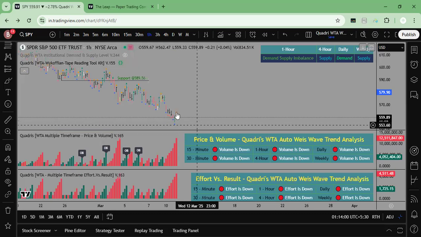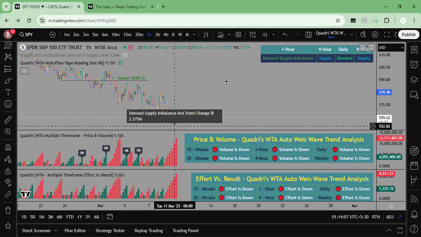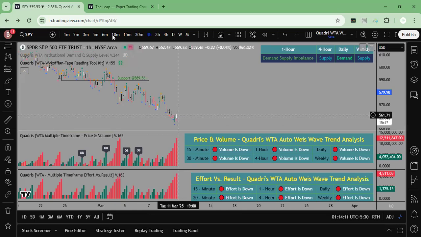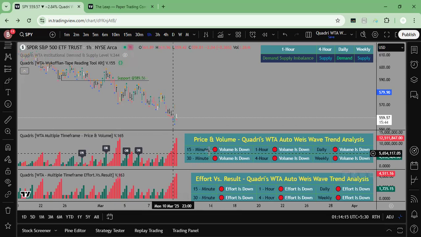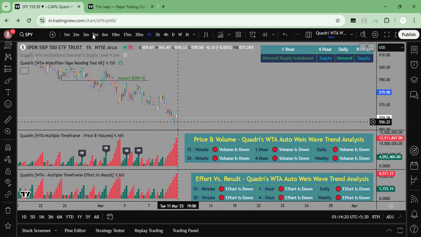So it is suggesting, this was suggested as the demand supply imbalance. So what was expected, a price upward movement, and it did go upwards. But the overall trend is pushing towards the downward side, and the overall market is red. So this is how it works.